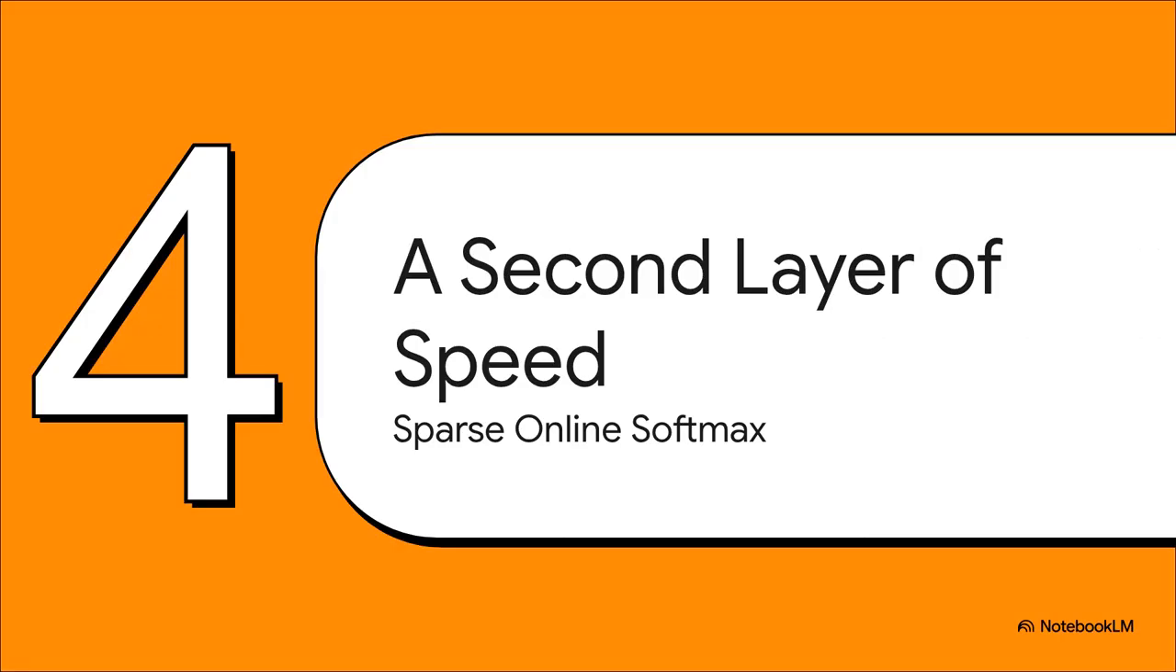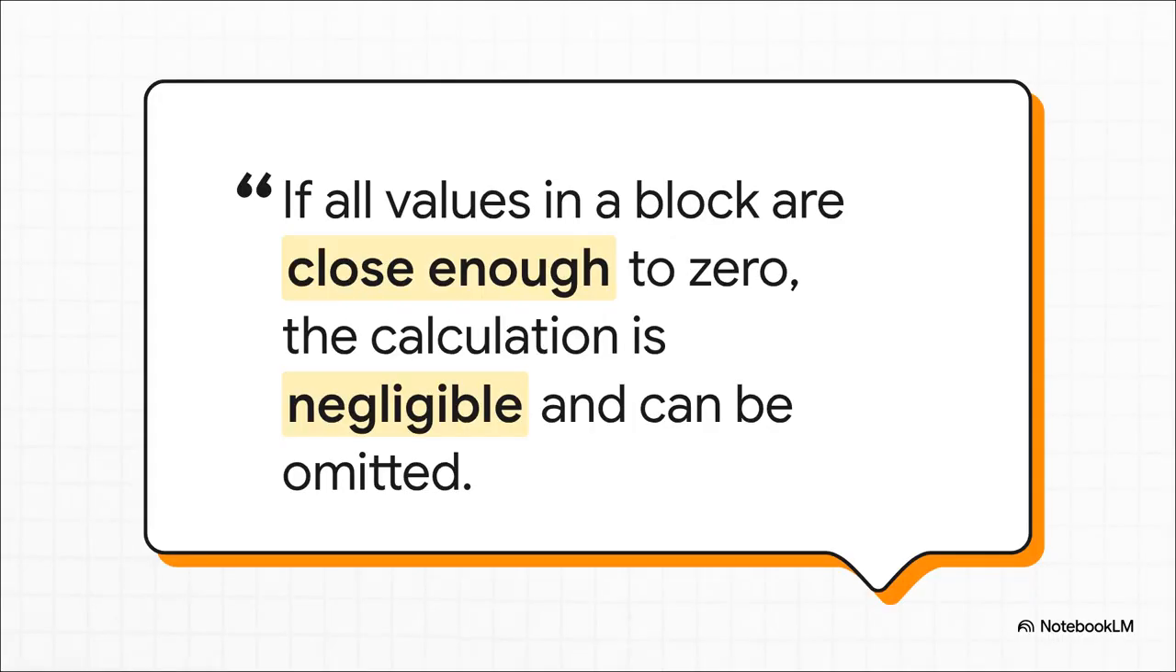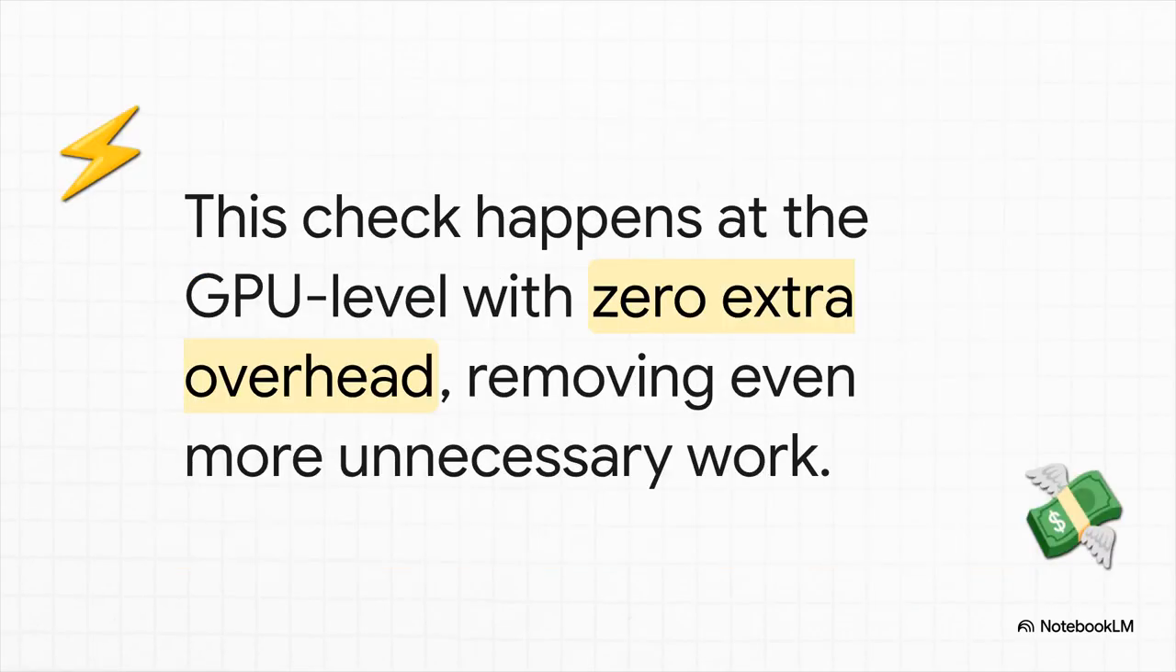SpargeAttn has another trick up its sleeve, a second optimization that's basically a free speed boost. So while the main computation is happening, it does another check on the fly. It's constantly asking, hey, is the result of this next calculation going to be so tiny that it's basically zero? And if the answer is yes, poof, it just skips it. It's pure, ruthless efficiency. And here's the best part. This check costs nothing. It happens right on the GPU in parallel with all the other work that's already going on. So it adds zero extra time, but still manages to cut out even more unnecessary calculations.